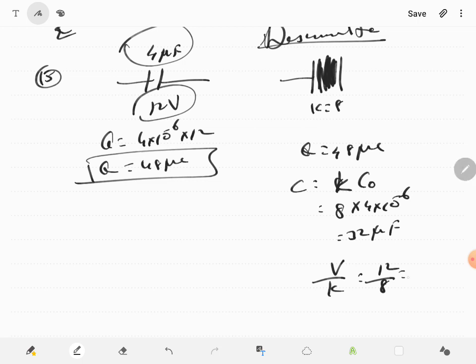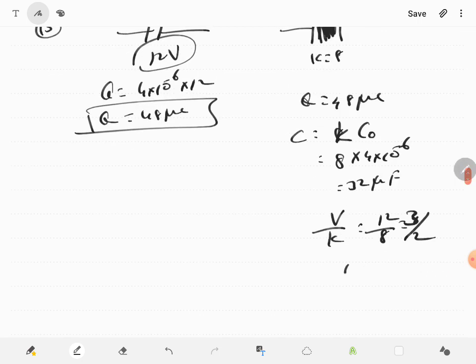So then therefore it is 4 3s are 12 and 4 2s are 8. So the potential thus drops to 3 by 2. And then what else can you say? The energy stored will become divided by K.